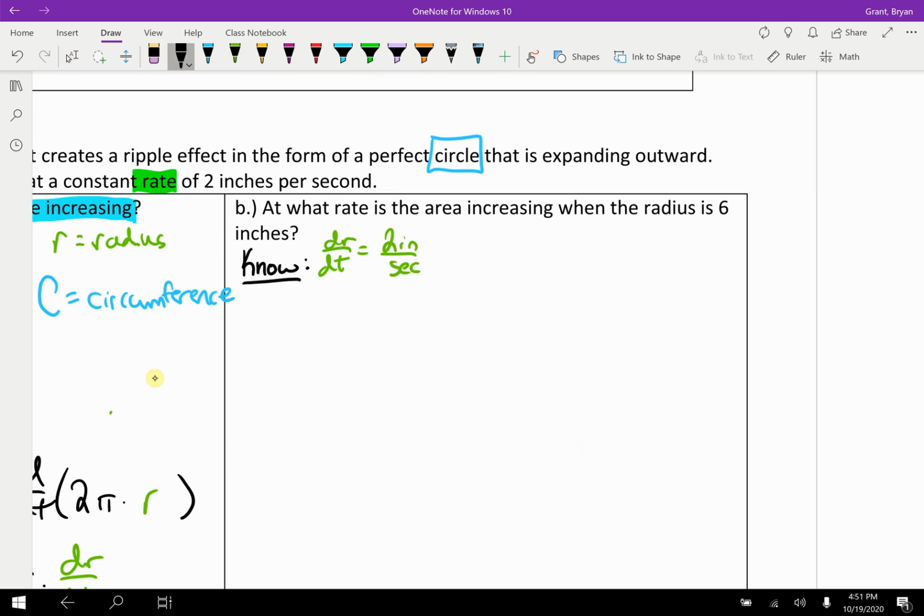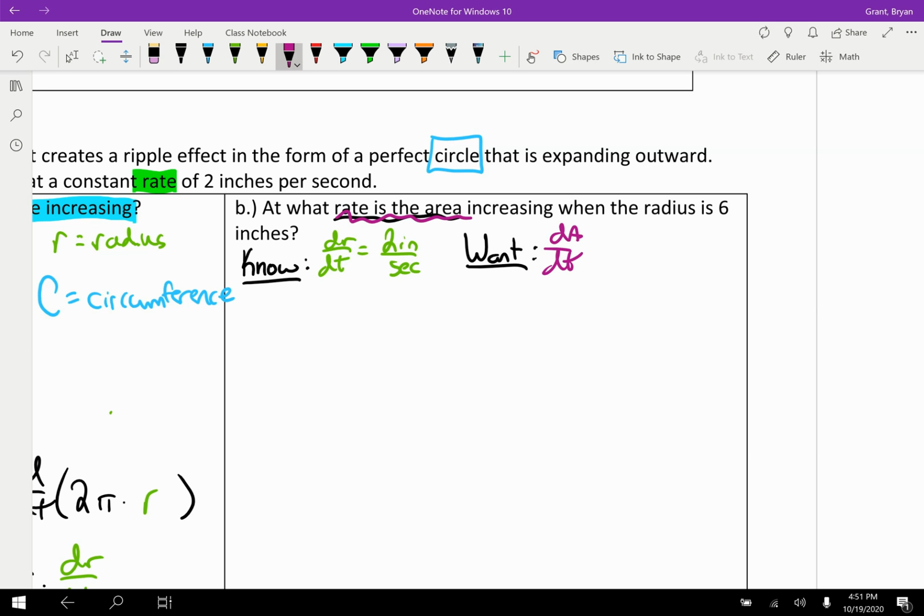Nice. Let's do the want, and I'm going to try to work sideways to save a little space here. What rate do we want? We want the rate the area is increasing. The rate of the area, that's got to be dA dt. And I'm going to switch colors again. We'll go in purple. We want dA dt.